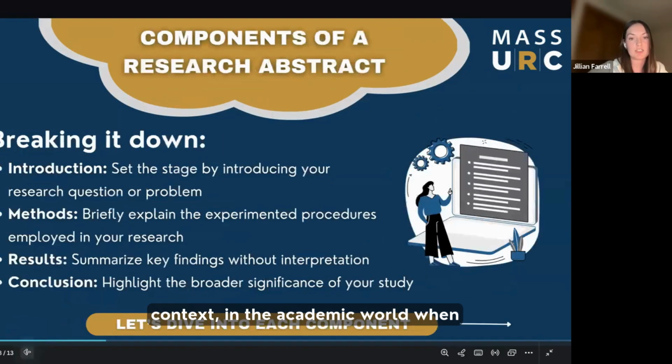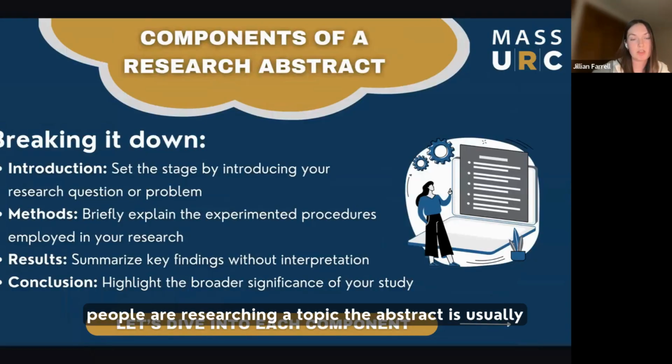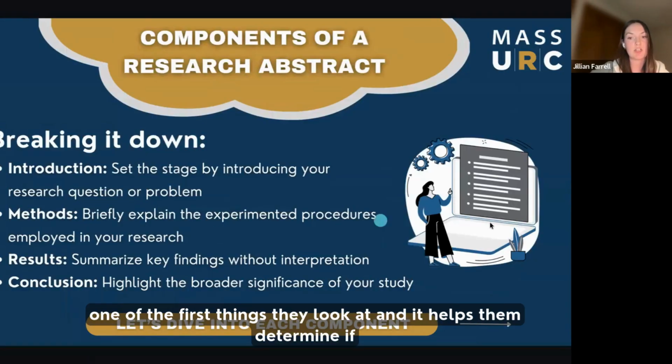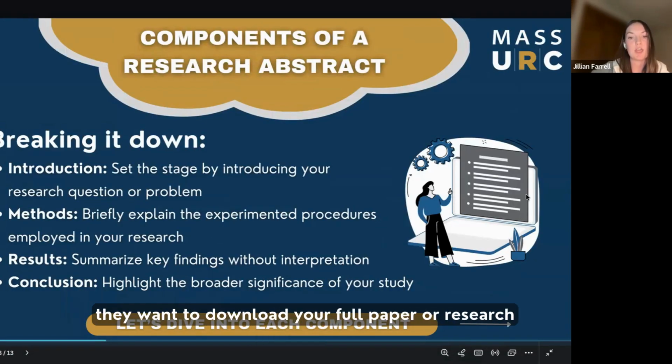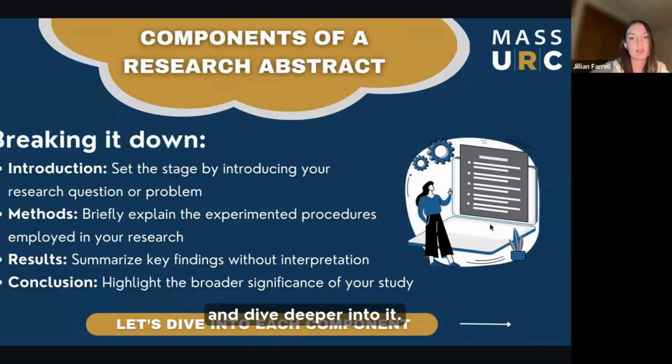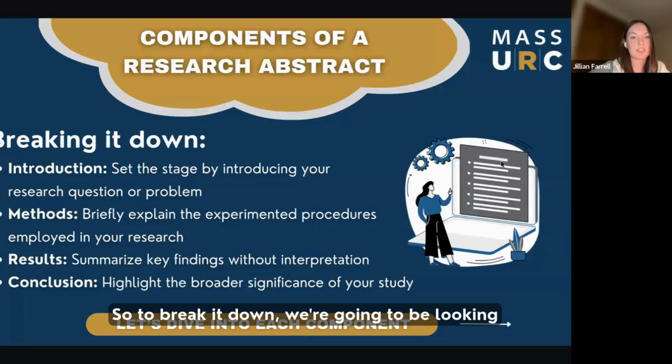To give a little context, in the academic world, when people are researching a topic, the abstract is usually one of the first things they look at, and it helps them determine if they want to download your full paper or research and dive deeper into it. So, to break it down, we're going to be looking at the introduction, methods, results, and conclusion that you should be adding in your abstract.